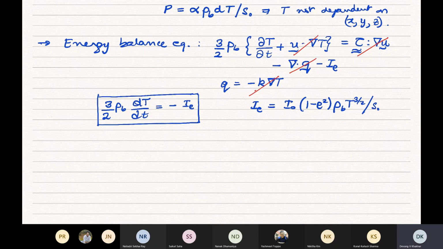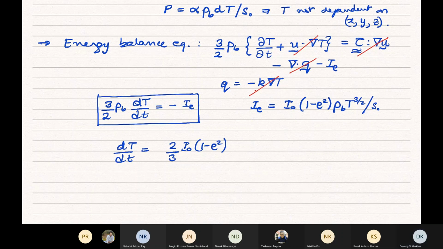So this is a very easy equation for us to solve because you see that everything is a constant and the only thing that we have to worry about is T. So we just get dT by dt is just equal to T raised to the power of 3 by 2 into everything else which is a constant. So what you will get is this is equal to 2 divided by 3. Rho b cancels out on both sides into I0 into 1 minus E squared divided by S0. Is that okay? Into T raised to the power of 3 by 2. So let's call this constant as just A for the time being.